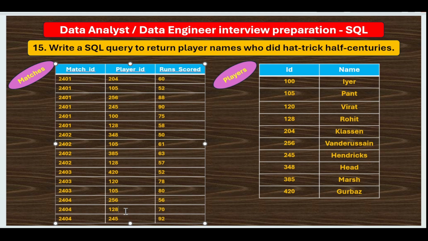We cannot consider 128 because he scored half centuries in the first and second match, but not in the third match. He scored again in the fourth match, so it is not considered a hat trick.